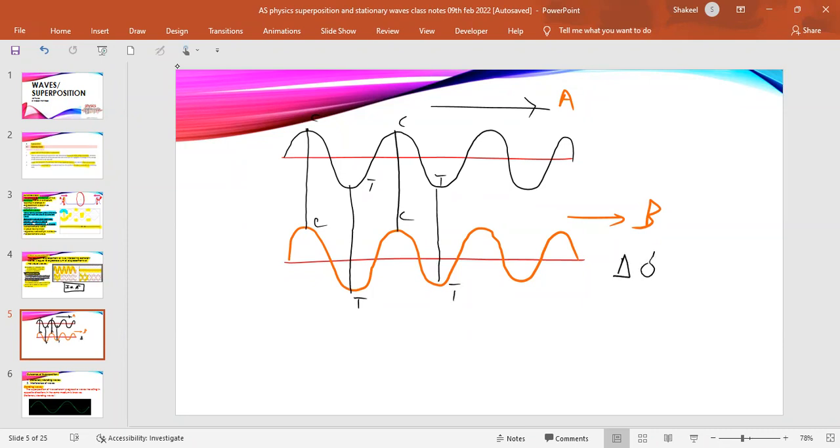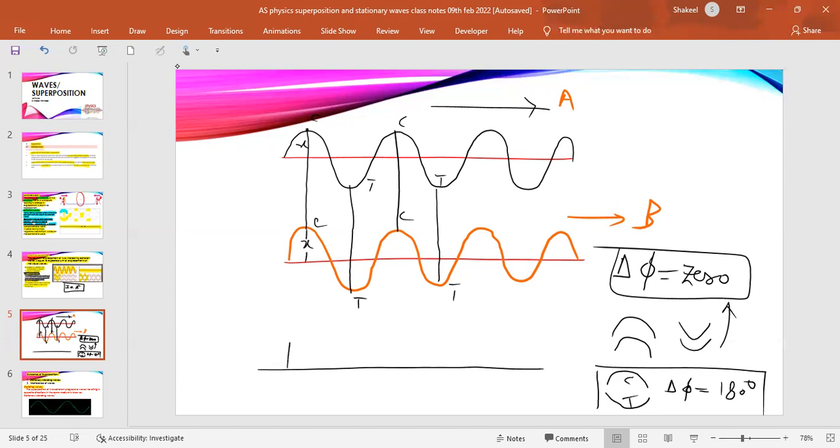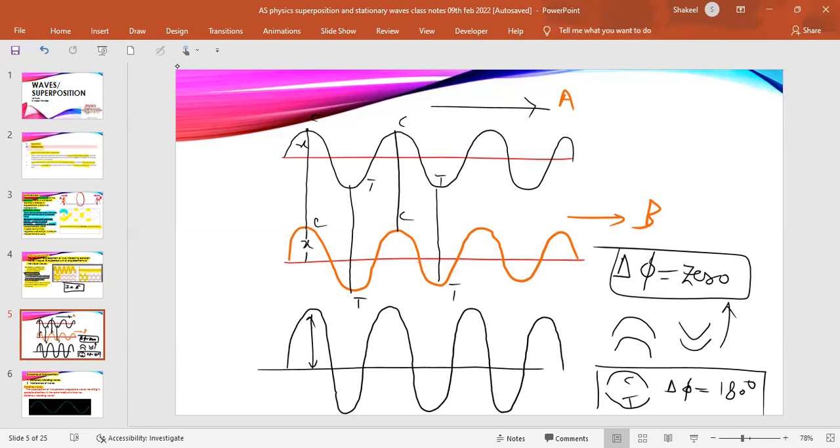It means the phase difference between them is zero because the identical points are coinciding, crest with crest. If crest coincides with crest or trough with trough, phase difference is zero. And if crest interacts with trough, then the phase difference is 180 degree. So now, if one amplitude is x naught and the other one is also x naught, the resultant wave will have an amplitude of 2x naught. So the resultant amplitude is going to increase.